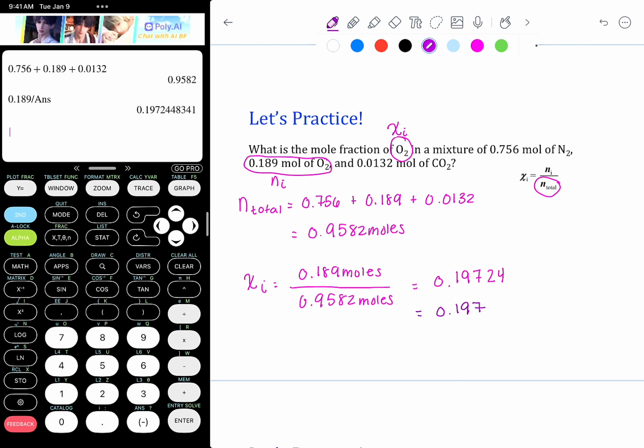If we wanted to double check our work, we can find the mole fractions for both nitrogen and carbon dioxide and make sure that all of those chi's add up together, which is totally fine. You can do that if you want, or you can just trust that you know what you're doing at this point, and that as long as you're showing that you added up all of those moles and did the part over the whole, that you got the problem correct.